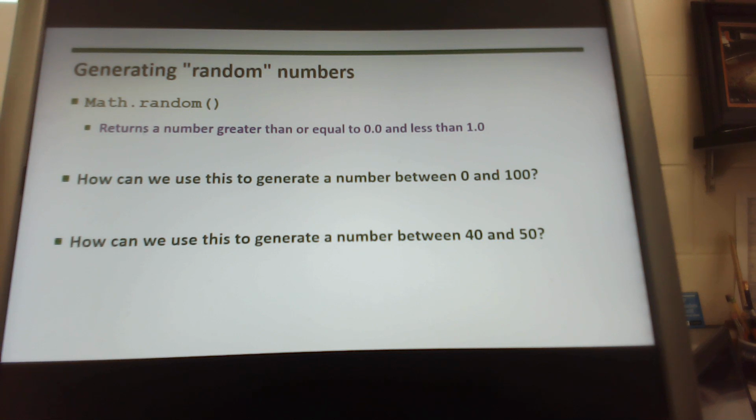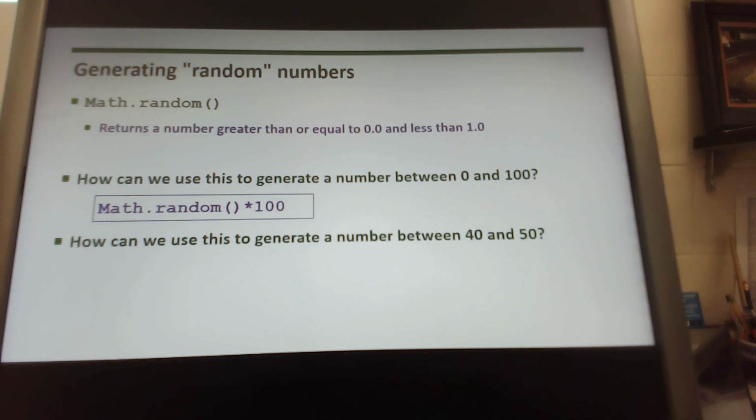And what can we do with that? Well, what if I want to generate a random number between 0 and 100? All I really have to do is say Math.random and then multiply it by 100, right? Whatever random number it gives me between 0 and 1, if I multiply it by 100, I'm now getting a number between 0 and 99.99, right?